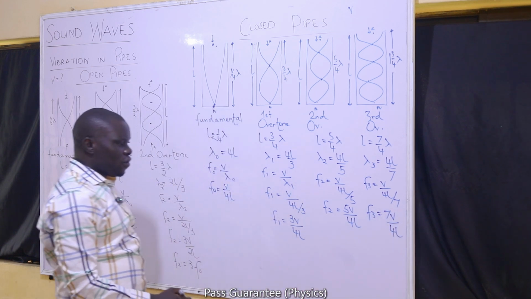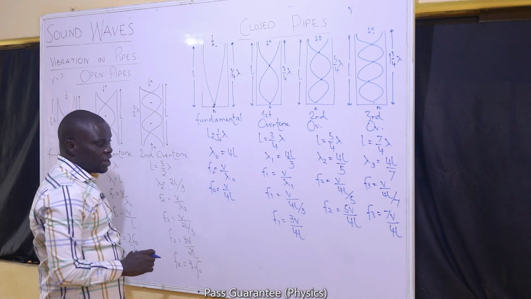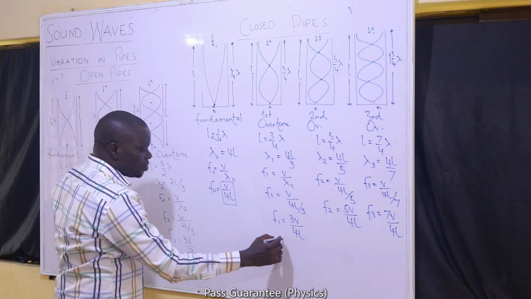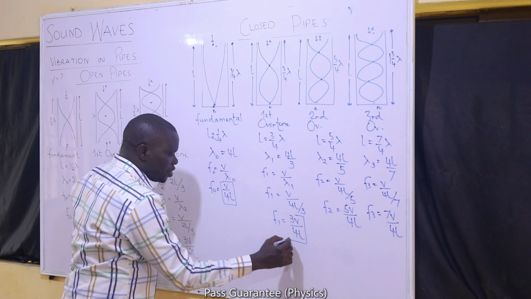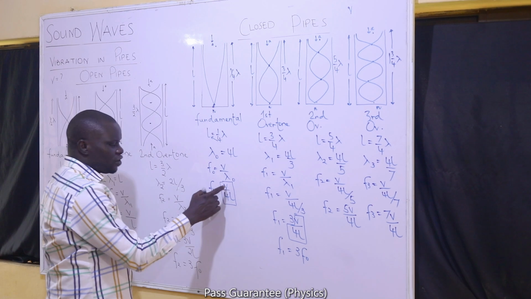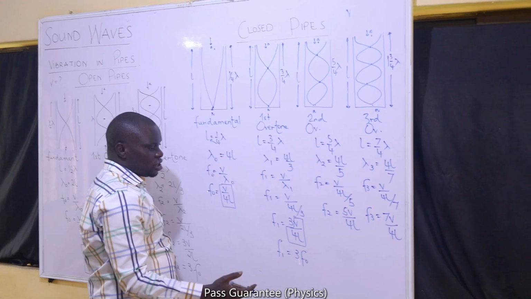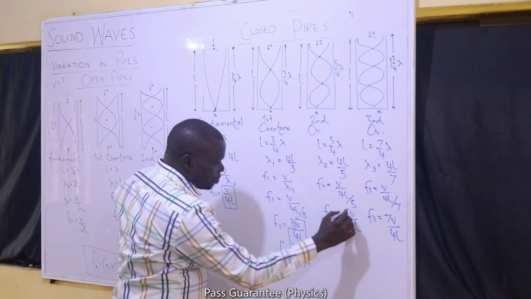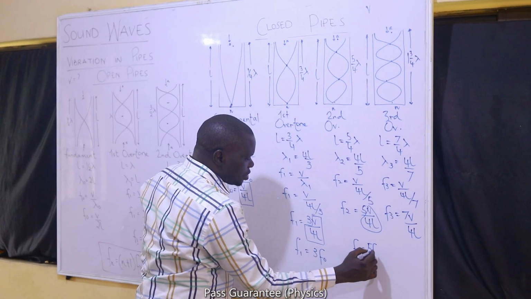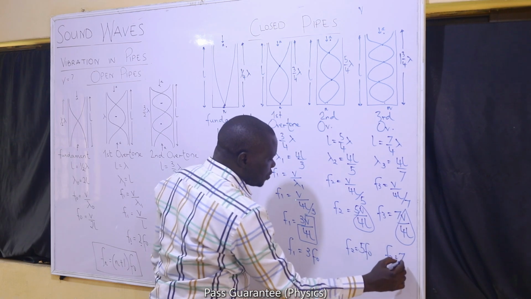I can now try to get every other frequency in terms of the fundamental frequency. Remember that the fundamental frequency is V all over 4L. I can have V all over 4L in all of them. In F1, this part is V all over 4L. If I substitute, I will have 3F0. Mind you, F0 is V over 4L. So if I bring out V over 4L and put F0, it will give me the ratio of each to F0. Here it becomes F2 is equal to 5F0. And here, it becomes F3 is equal to 7F0.